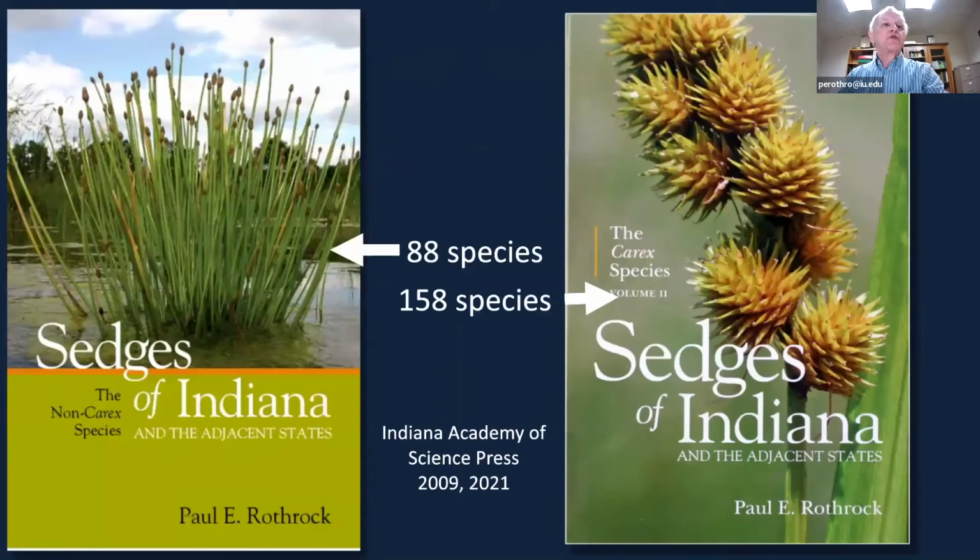If you want to pursue more depth, I recommend my 2 volumes entitled Sedges of Indiana. The geographical coverage is broad enough to encompass Wisconsin nicely. The first volume handles 88 species, the non-Carex species, while the second volume is on the genus Carex and covers 158 species.